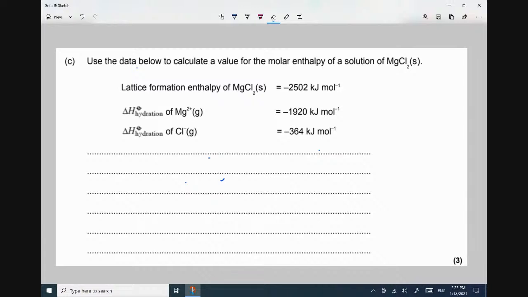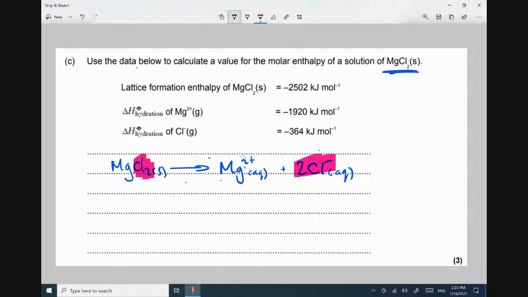There we go. So, the lattice. The first thing you've got to do here, guys, is draw a cycle. This is magnesium chloride. So I'm going to take magnesium chloride, solid, and I'm going to instantly turn it into a cycle. Mg2+ (aq) plus 2Cl- (aq). That's important. In fact, very important, guys. Highlight, recognizing I'm going to get two of them. You'll see why in a second.